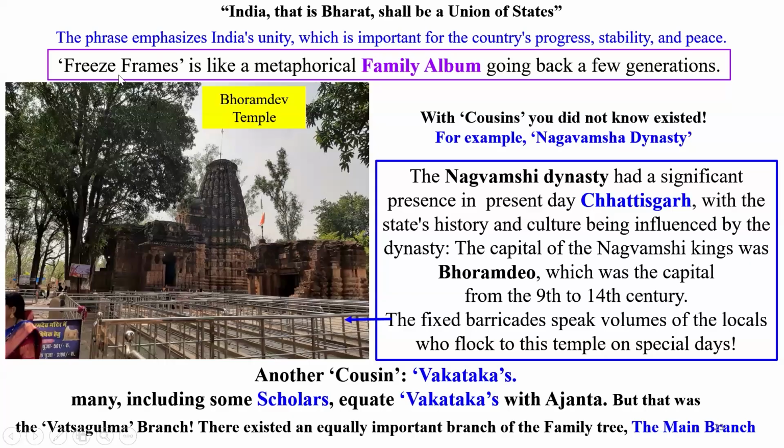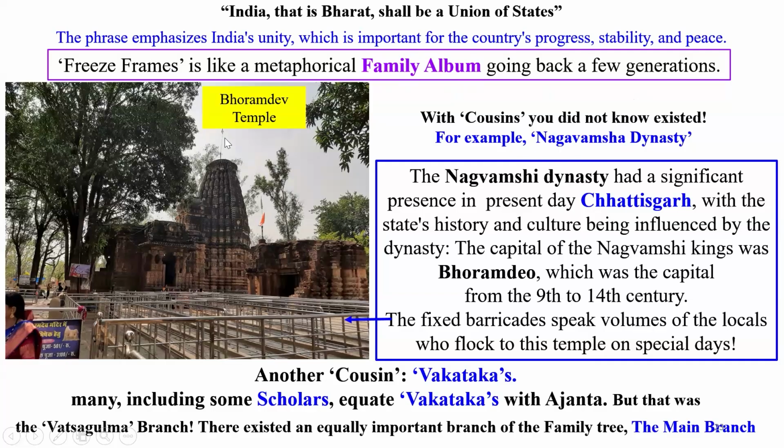Now I say that these freeze frames are like a metaphorical family album. We are, after all, a union of states, and this is the Indian family, going back a few generations. And I'm saying that these are cousins you didn't even know existed in the family. For example, this was a Nagamosha dynasty. I'm following that Naga theme. So the Nagamosha dynasty ruled in the Chhattisgarh area for nearly 5 centuries.